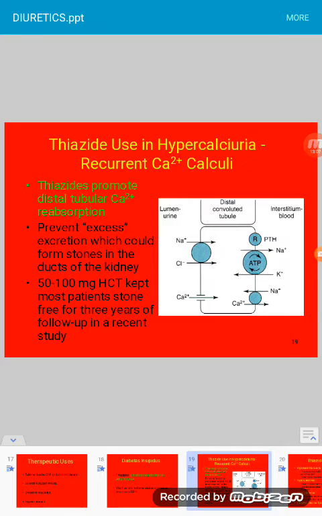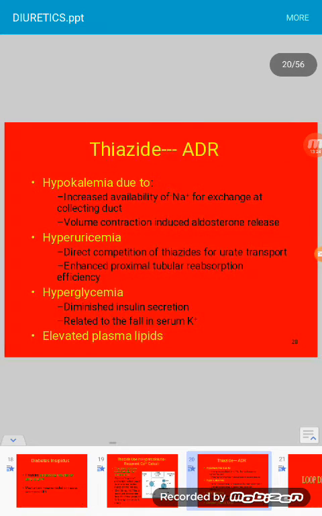50 to 100 milligram of hydrochlorothiazide per day kept this patient stone free for 3 years of follow up. A recent study says that if you use low-dose thiazides for those patients who are suffering from renal stones, it will prevent the formation of recurrent renal stones.